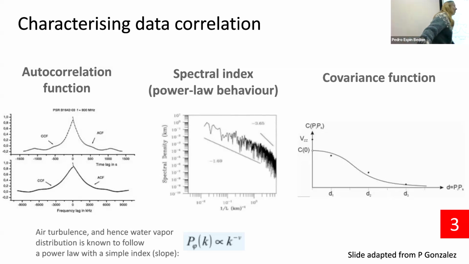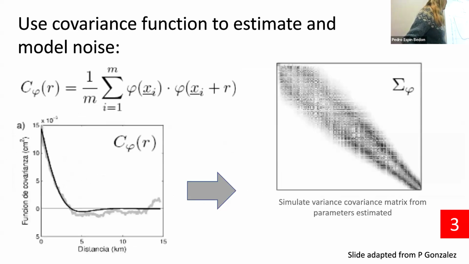And that works well because the turbulent atmosphere is known to follow a kind of power law distribution with a simple index. So estimation of a coherence matrix can look something like this. You can simulate the variance-covariance matrix from some parameters that you can extract from the data. And that's normally the step that we take before trying to do any sort of inversion of the data.